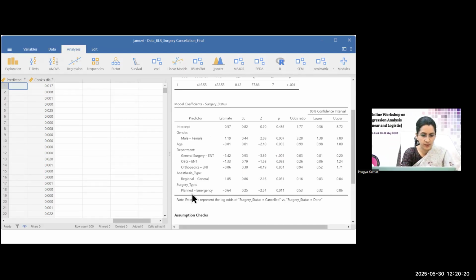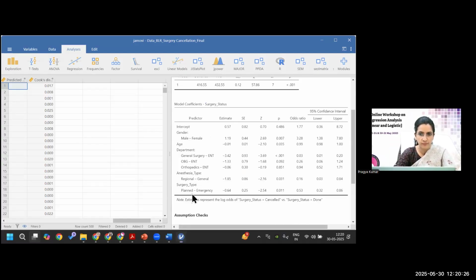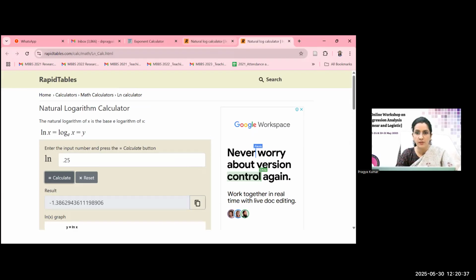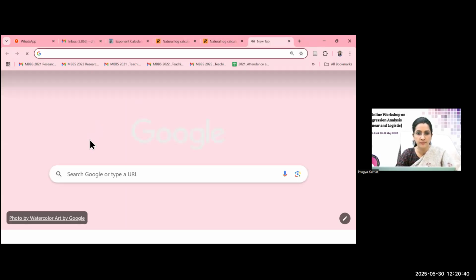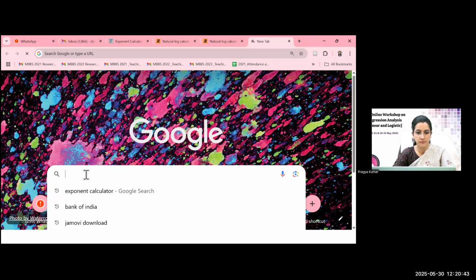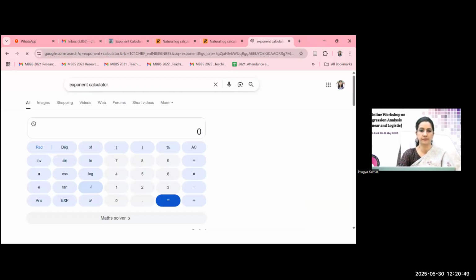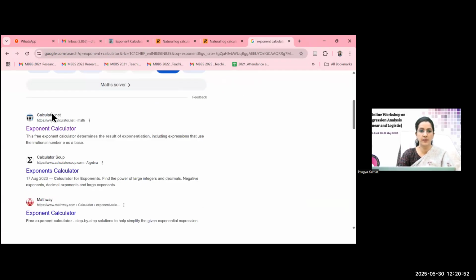let me open the calculator. This is the natural log calculator. So here, let me use the exponent calculator. We will use calculator.net. You don't have to use this. I'm just explaining how it converts that logit back to the odds ratio.